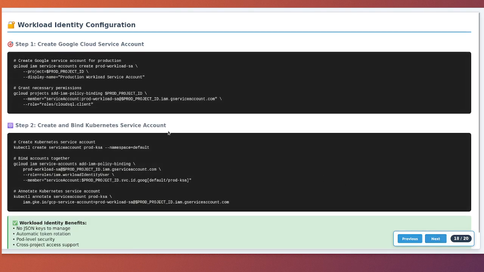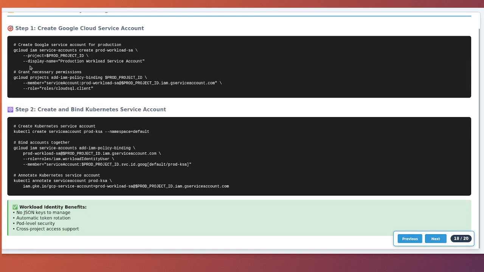Workload Identity implementation. Workload Identity is the secure, Google-recommended way for applications running on GKE to access Google Cloud services. It eliminates the need for service account JSON keys, which are a security risk. The process involves creating both a Google Cloud service account and a Kubernetes service account, then binding them together. This allows Kubernetes pods to impersonate the Google service account.